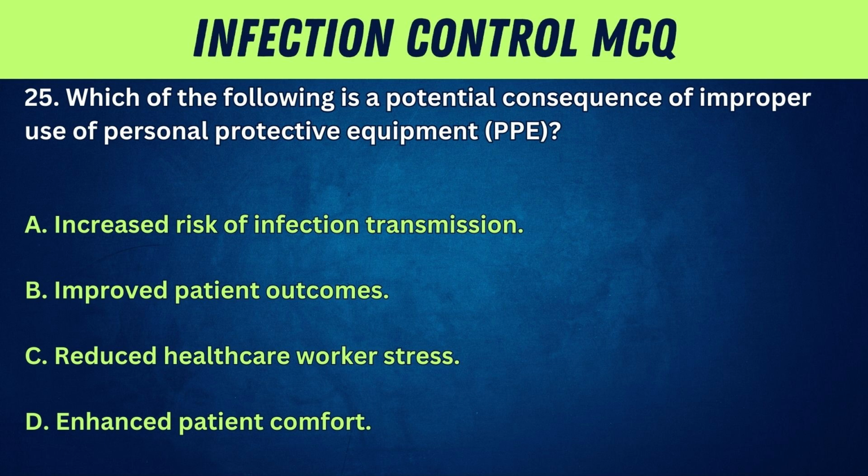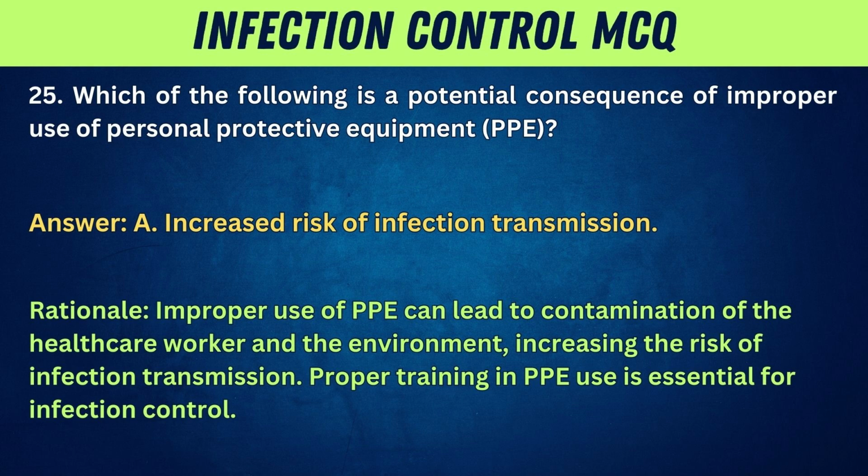25. Which of the following is a potential consequence of improper use of personal protective equipment, PPE? A. Increased risk of infection transmission. B. Improved patient outcomes. C. Reduced healthcare worker stress. D. Enhanced patient comfort. Answer: A. Increased risk of infection transmission. Rationale: improper use of PPE can lead to contamination of the healthcare worker and the environment, increasing the risk of infection transmission. Proper training in PPE use is essential for infection control.